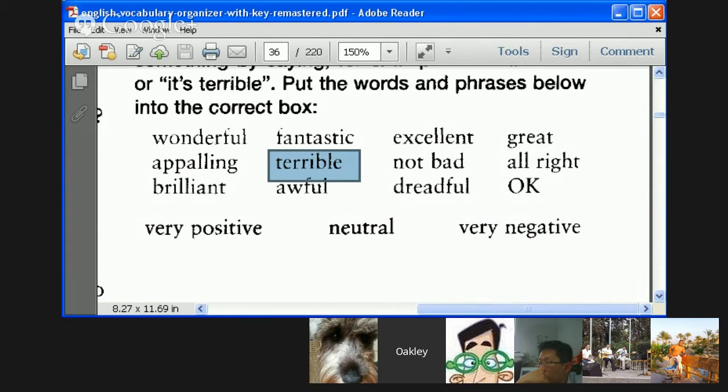Yeah, all right. Ollie. Yes. Terrible. Yes. Terrible. Is it positive, neutral, or negative?